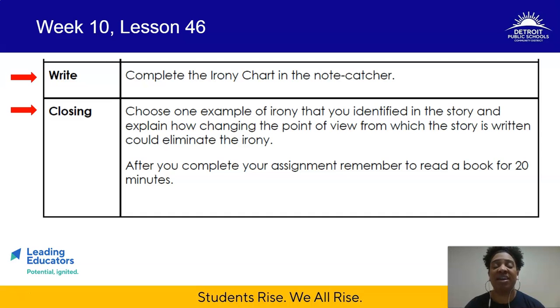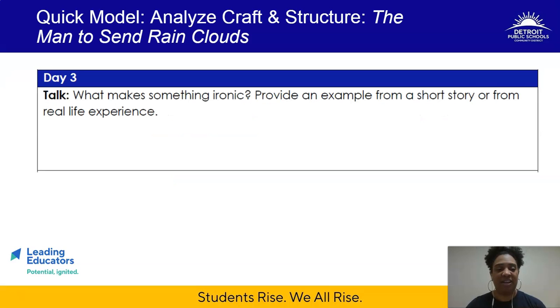So when we again go back to this idea of analyzing craft and structure, authors make very intentional choices. So if irony, whether it's situational, dramatic, etc., is something that an author wants to be present in a story, which point of view the story is told from can determine what type of irony can be employed in the plot. So we'll talk a little bit more about that later.